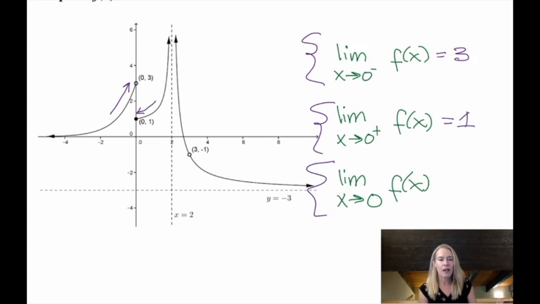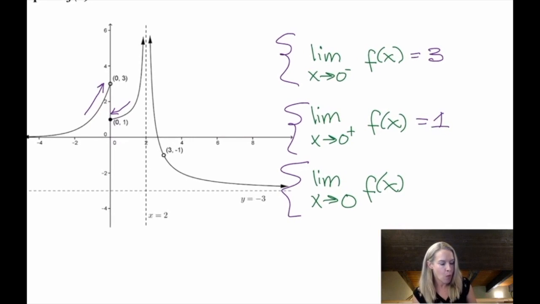Now, we know that the definition of a two-sided limit is that the left and the right-hand sides have to agree and have to be the same numeric value. While they are both numeric values, 3 and 1, they certainly are not equal. So actually, what we would say here is this limit does not exist.